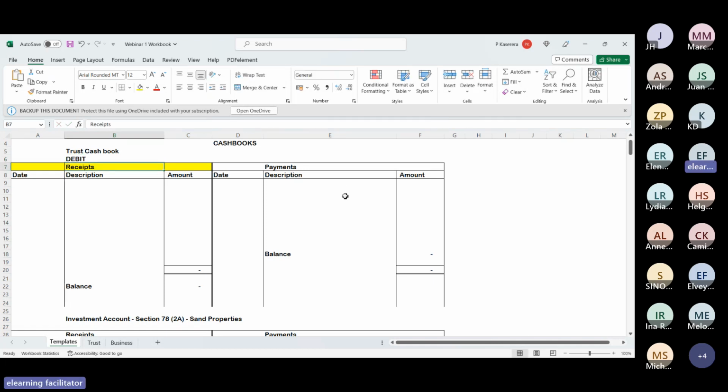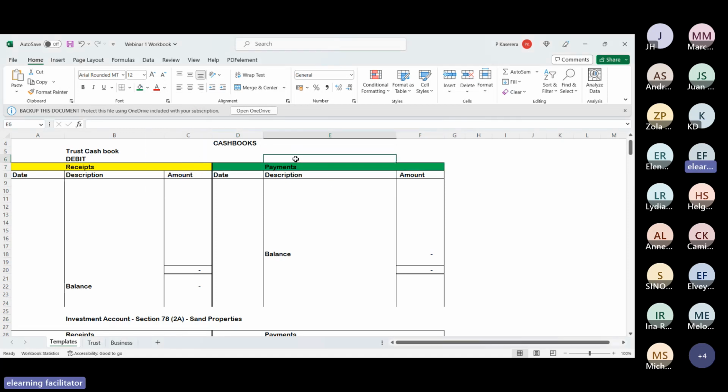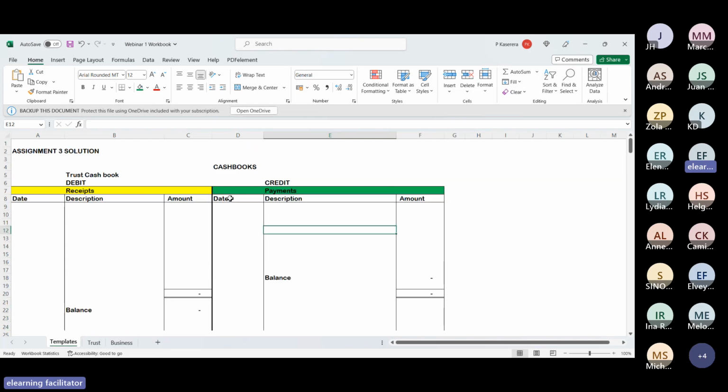And then any payments that come out of our bank account, we record on the credit side or on the payment side. So this is how our cash book is structured. And this format, we call it a T account.